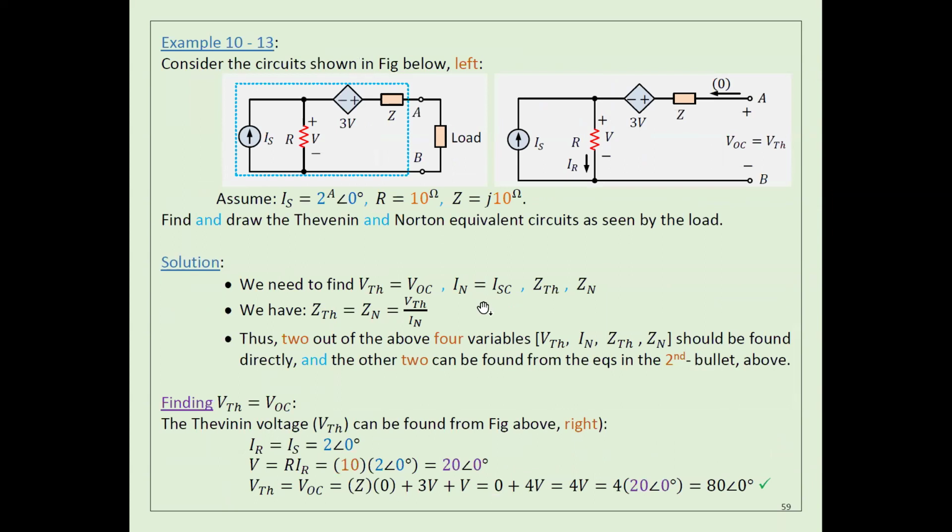Number 1, I need to find V Thevenin. I need to find I Norton. Z Thevenin and Z Norton are equal. It's easy. So I need to find only one value, which is V Thevenin divided by I Norton. You got what I'm saying? All you have to do is find V Thevenin and I Norton. That's it. After that, you can calculate these two resistors because they are equal: V Thevenin divided by I Norton.